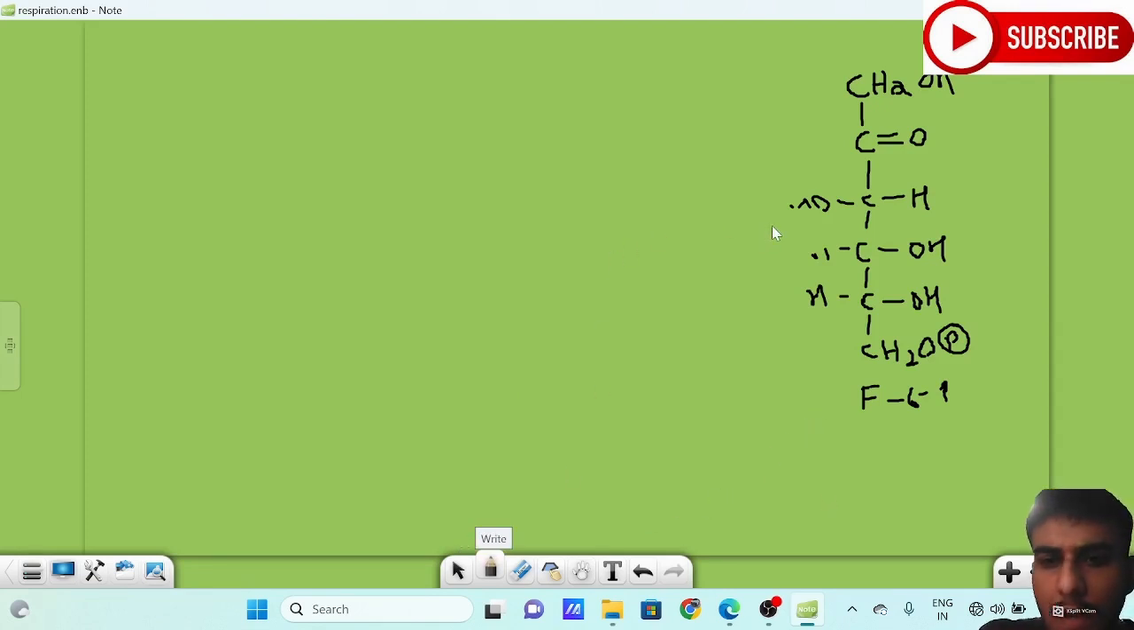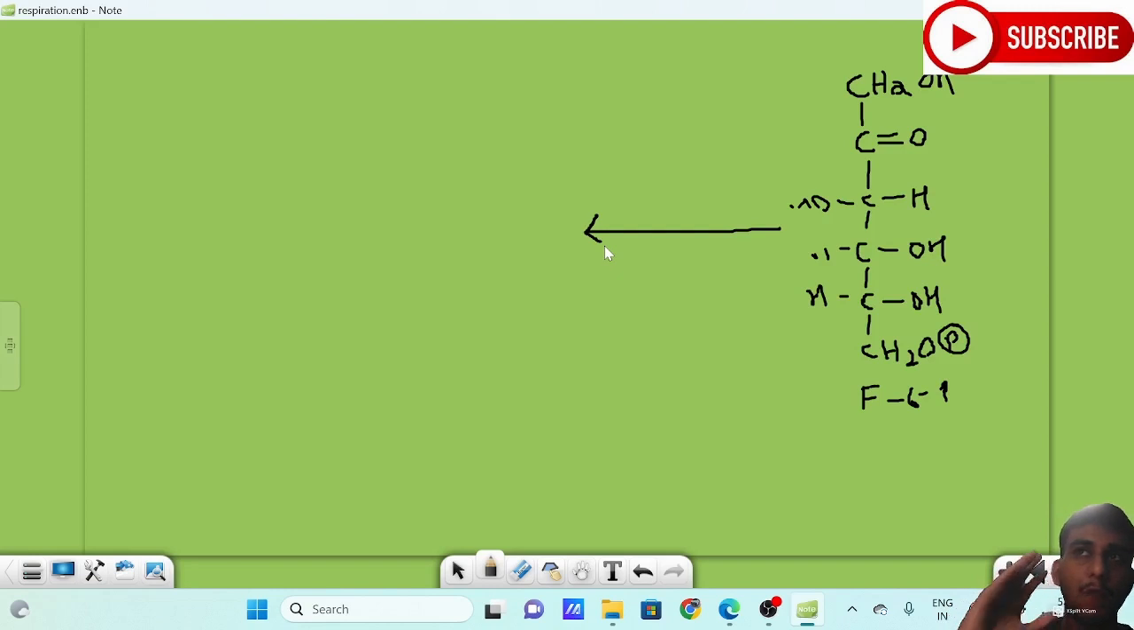Next is the conversion of fructose 6-phosphate to fructose 1,6-bisphosphate. What do you mean by 1,6-bisphosphate? Fructose 6-phosphate means a phosphate group in the 6th position. Now it got converted into fructose 1,6-bisphosphate, which means the first position and sixth position of the fructose contain a phosphate group, or phosphoric acid group.